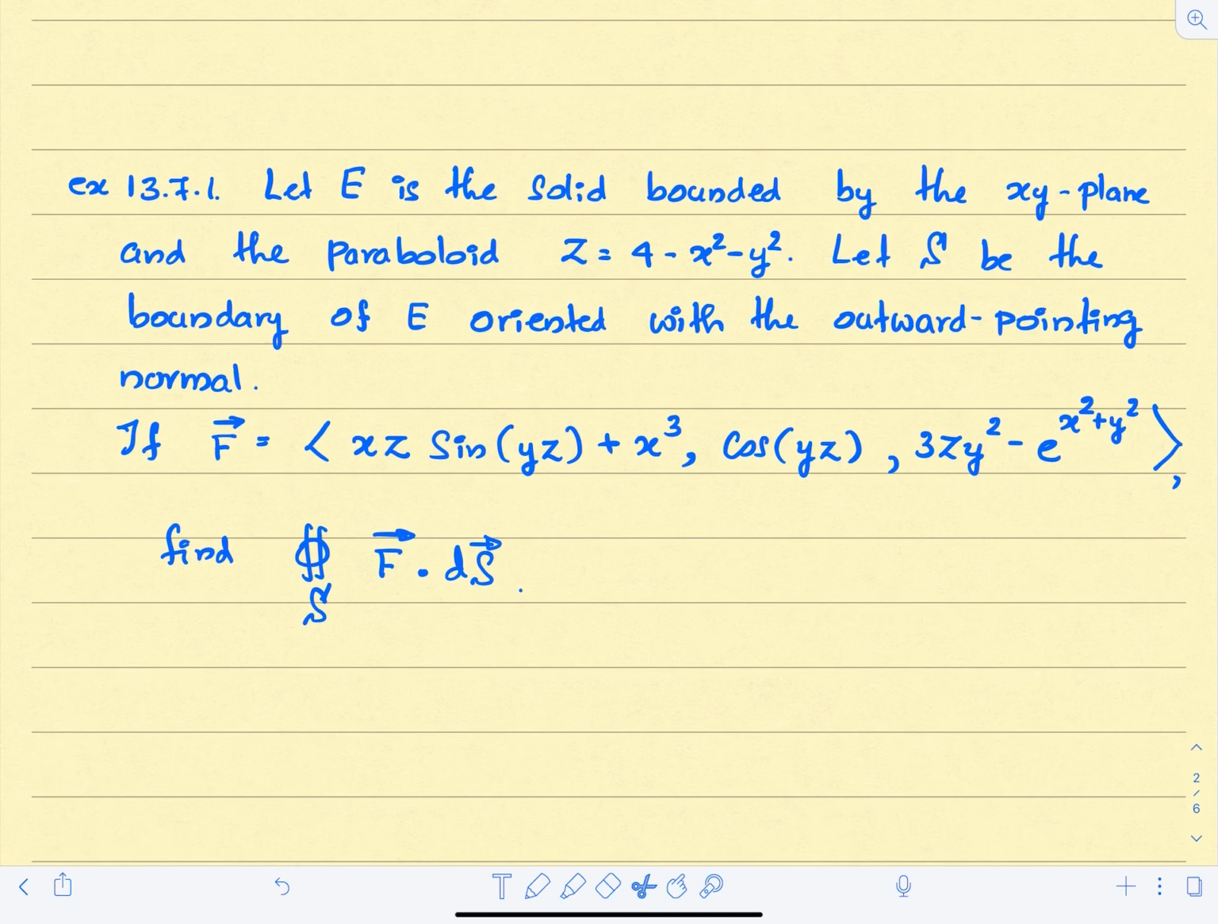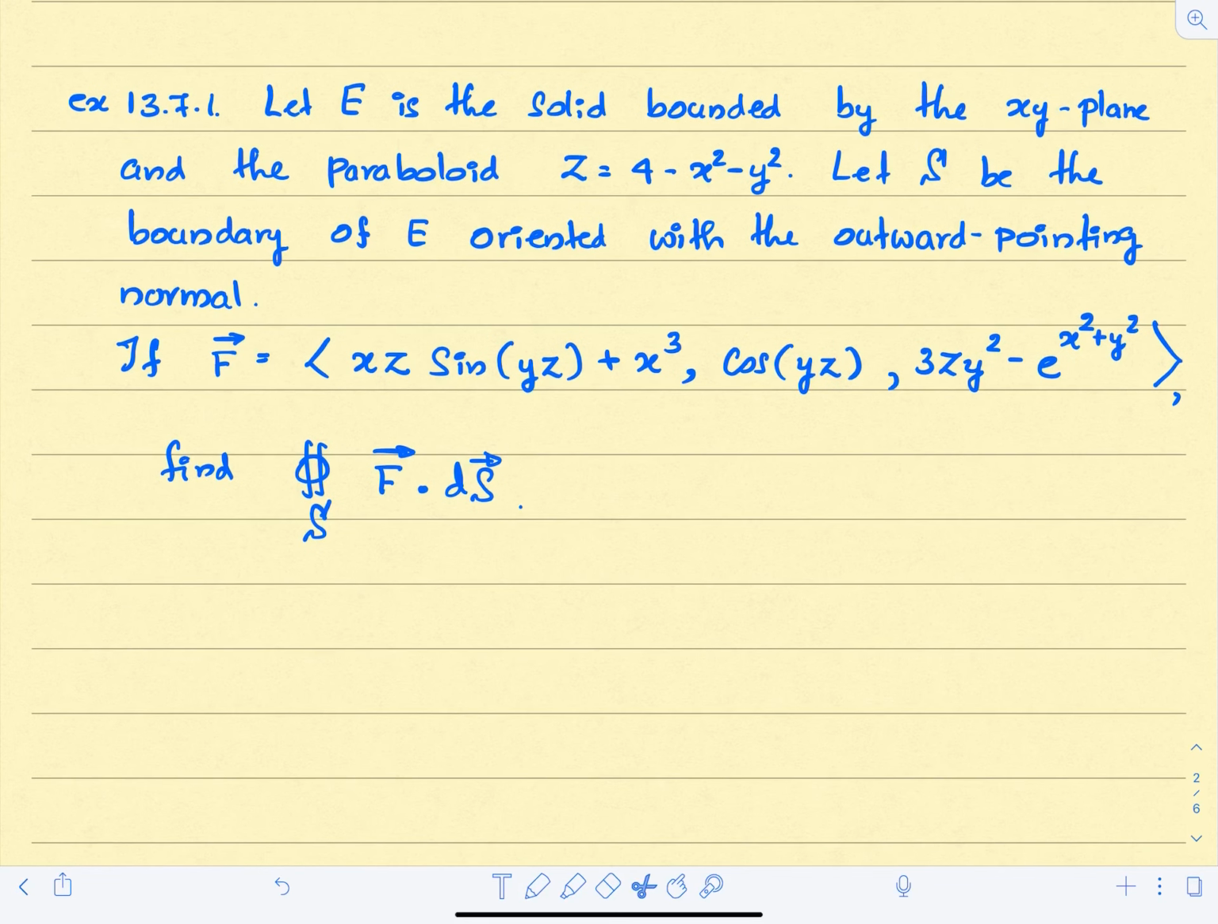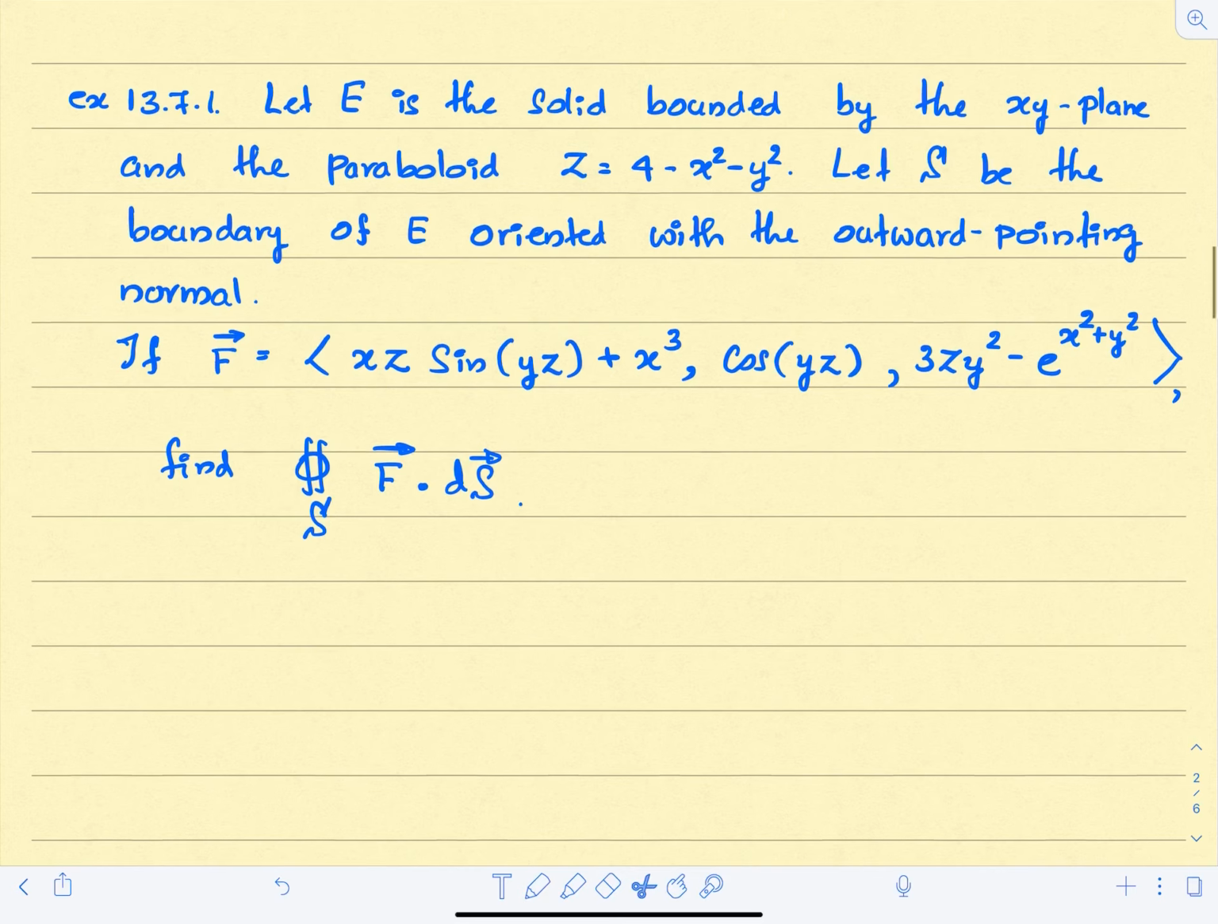So now we have a solid E bounded by two surfaces. The first surface is the xy plane and the second one is the paraboloid z equals 4 minus x squared minus y squared. And so S is the boundary of E oriented with the outward pointing normal vector field. Now if our vector field F equals this, we want to find the flux integral over the closed surface.